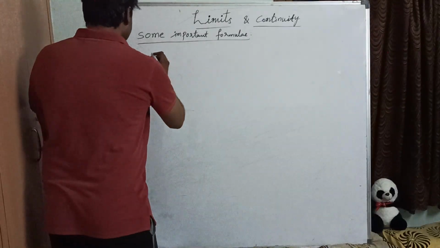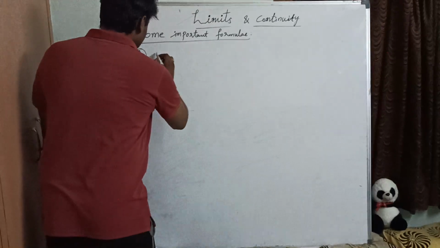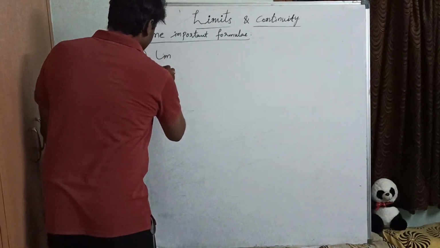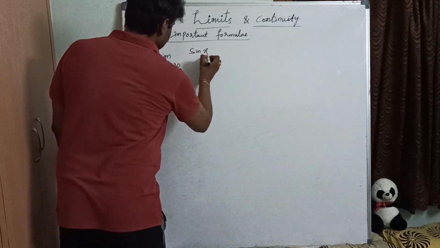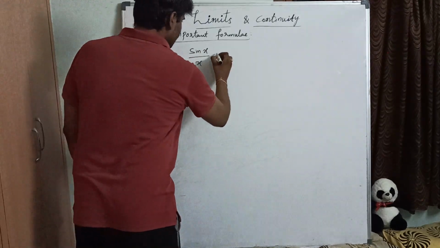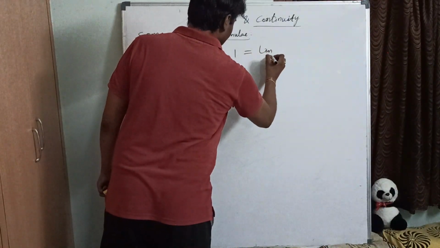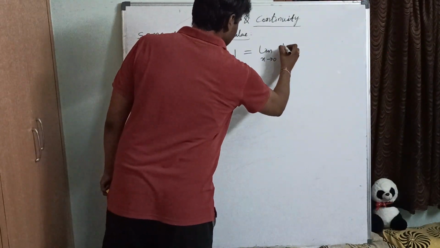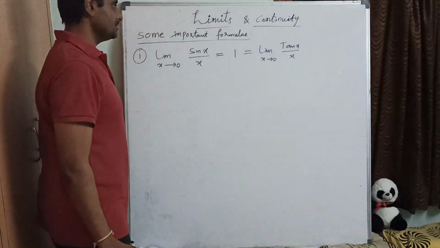Now the first basic formula, as we know: limit x tends to 0 sin x by x, or tan x by x. The result will be 1.